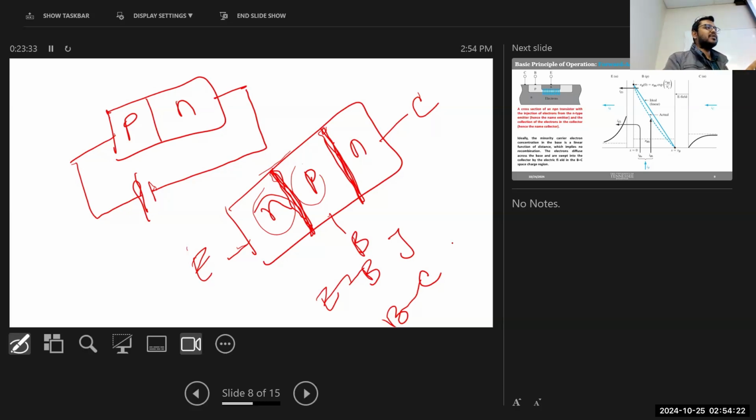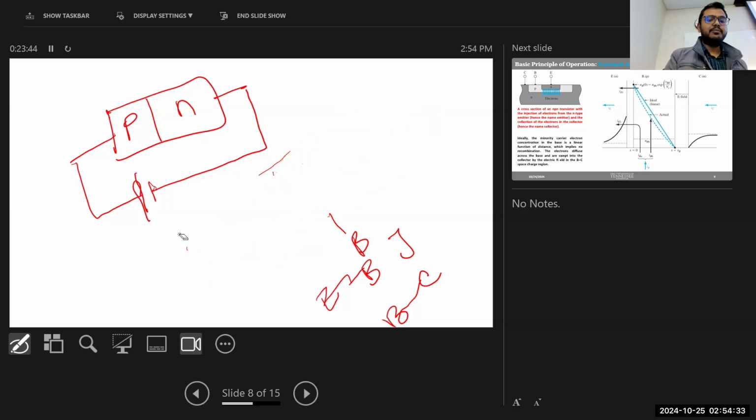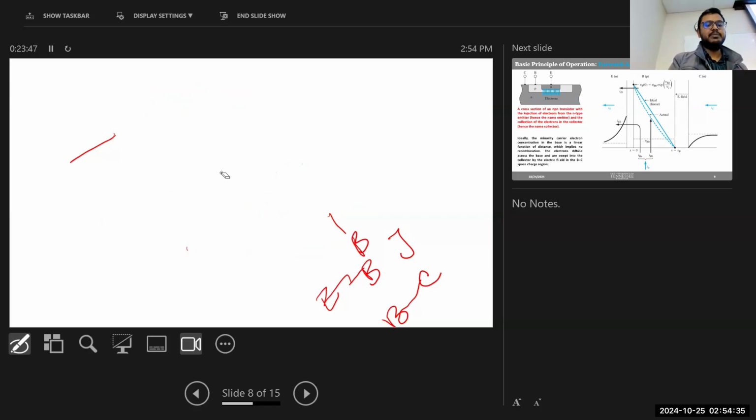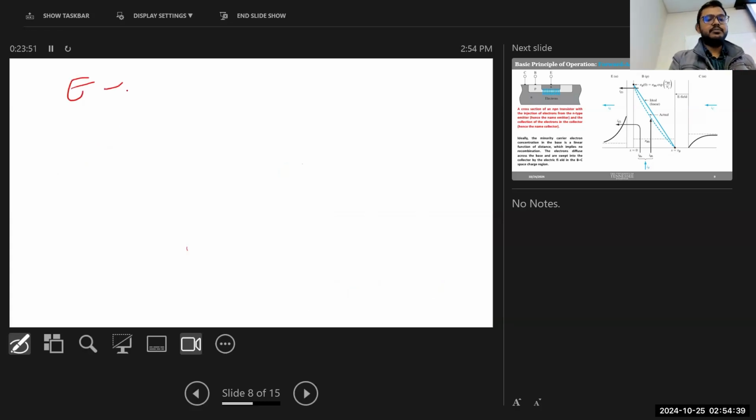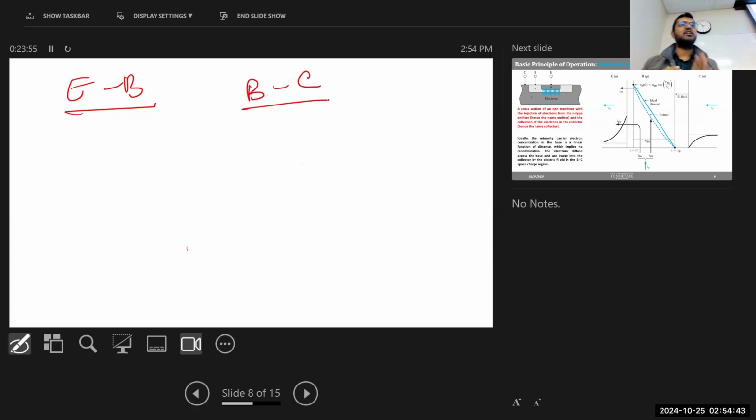So in this BJT we have two PN junctions, and we know for each PN junction we can have two conditions, either forward or reverse. So if we think about this NPN transistor, we have two PN junctions, the EB and BC junctions. Let's write them: EB and BC junction. For each of the junctions, you have two different biasing conditions, right? So how many combinations can we have here?